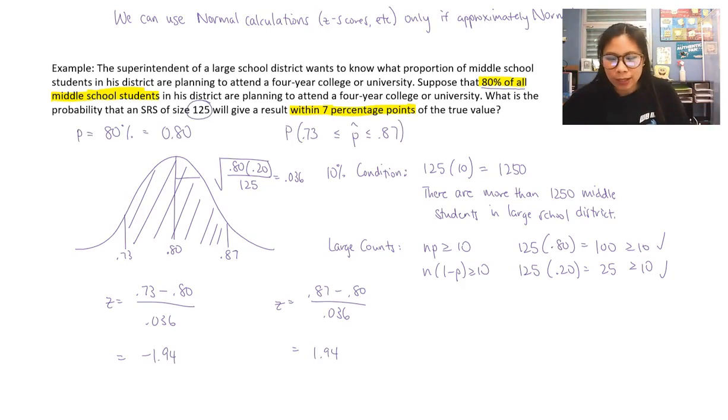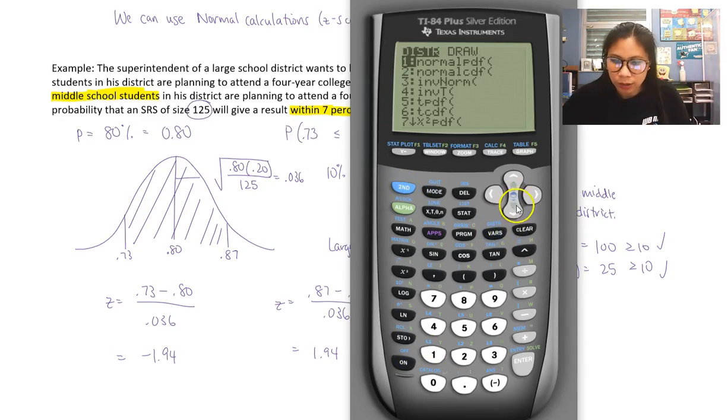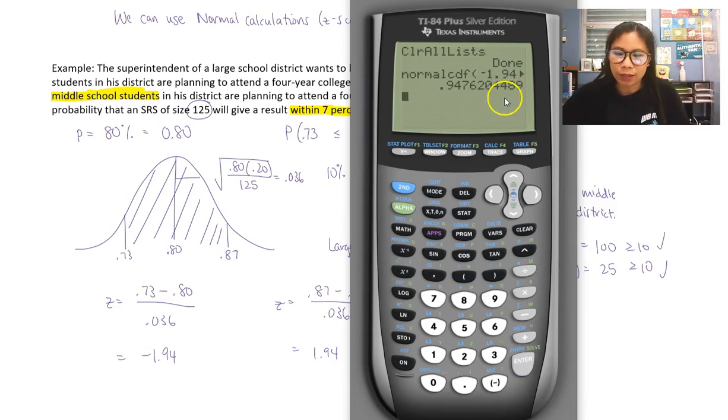So at this point, now that I've shown my work for z-scores, I'm going to just use the calculator to calculate the probabilities. So remember, we're looking for normal CDF, so second vars, number 2. Normal CDF, I'm just going to use the z-scores that I found. So we're shading between a z-score of negative 1.94 to positive 1.94, and since these are z-scores, the mean and standard deviation is going to be 0 and 1. Enter. There's my probability, so 0.9476.